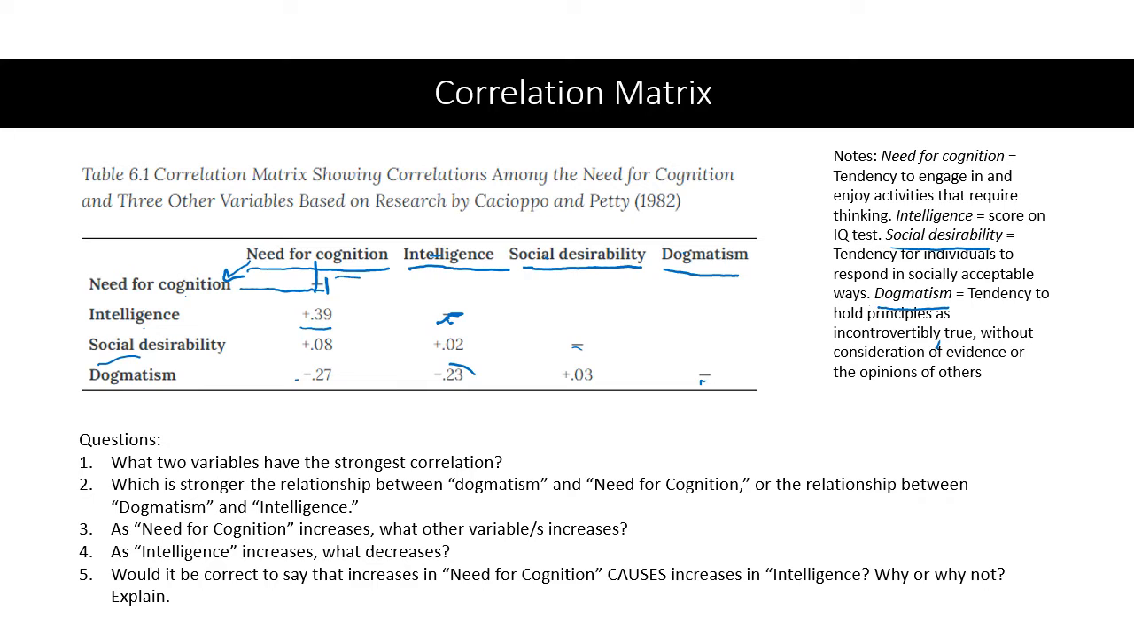You might wonder why these cells are blank, and it's simply because it would make it too busy for your eye. So we could fill these in. The relationship between dogmatism and need for cognition is going to still be minus 0.27, so we could fill it in. It'll be the same as it is here. The relationship between intelligence and need for cognition is going to be the same, so we could fill it in here and put our 0.39. But that would make it pretty busy for the eye, so usually just 1 set is listed.